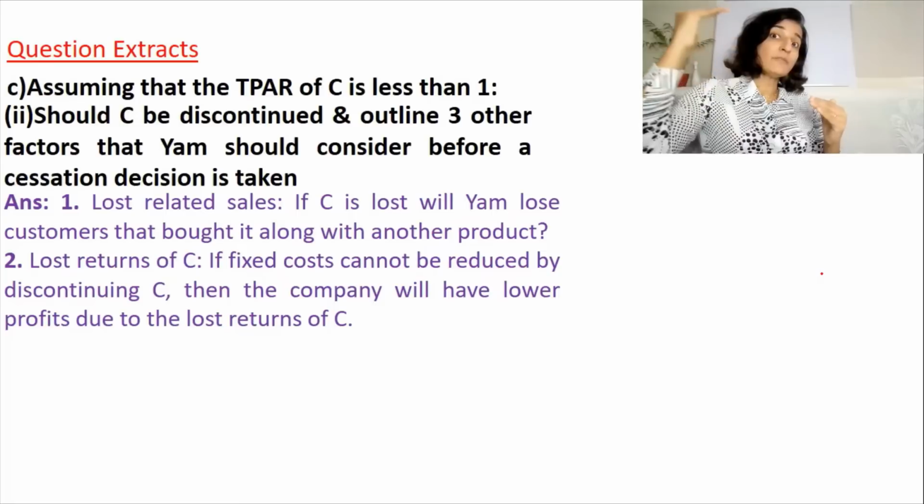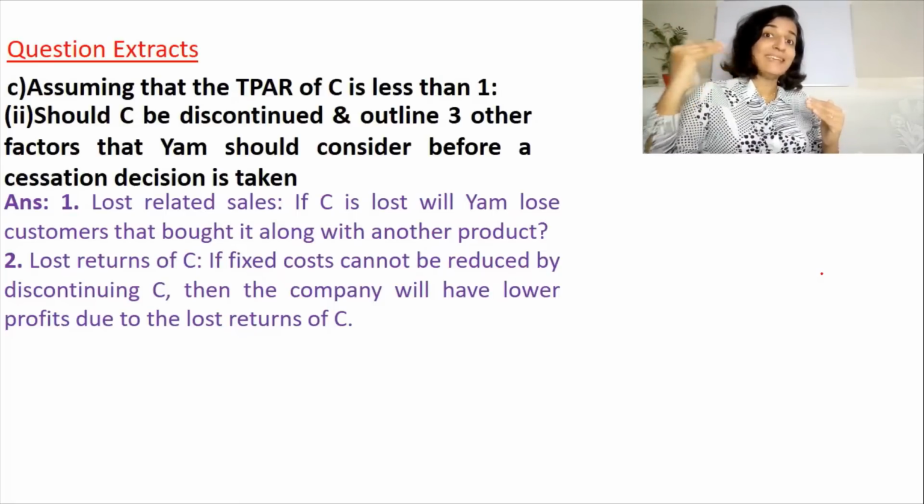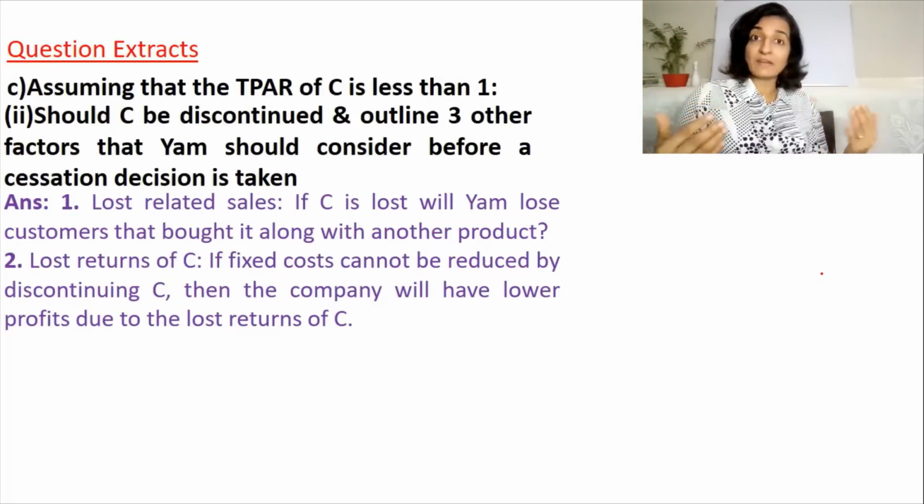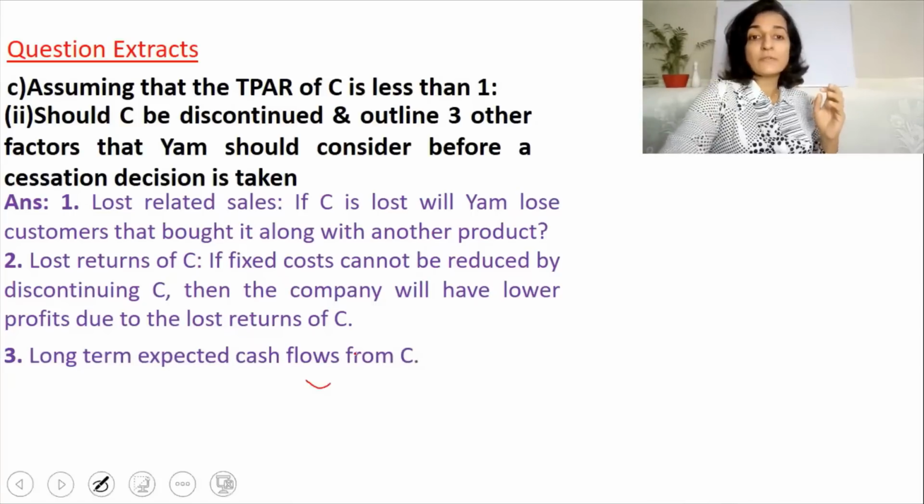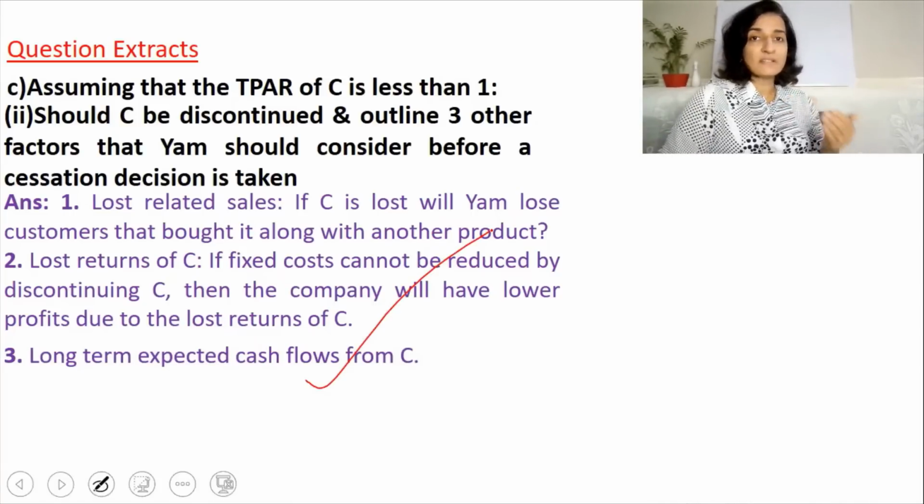Now, the next point is we should not always focus our attention on the short run. We should always think from the long run point of view. That is, in the long run, if we expect higher returns from C, maybe because of a shift in the customer preference, then we have to consider that also. So the last point is the long-term expected cash flows from C should also be considered before we discontinue C.